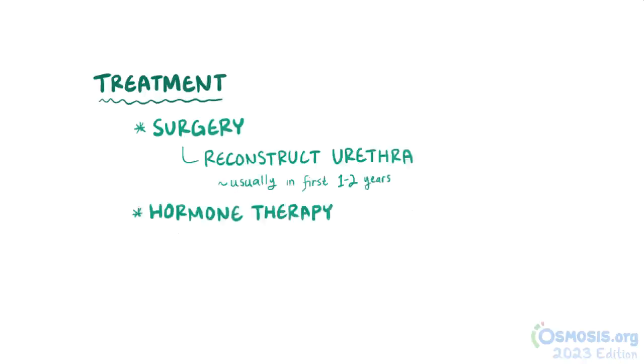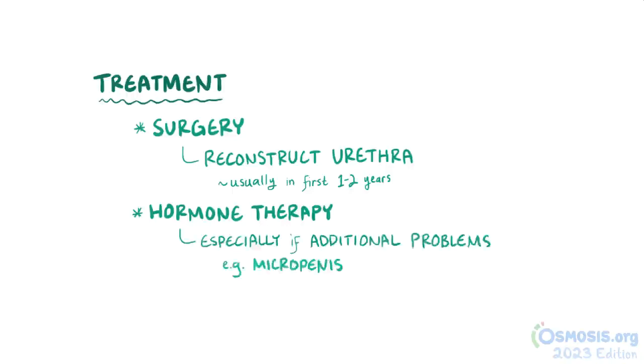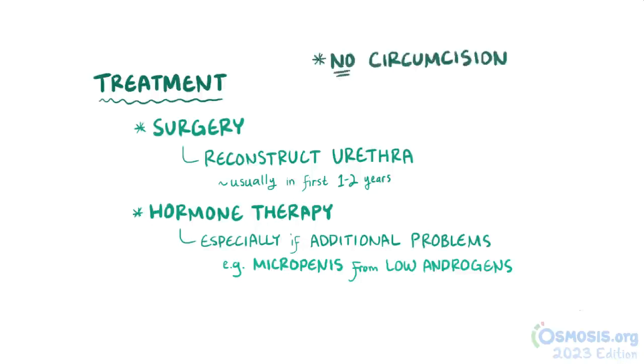Sometimes hormone therapy can be useful as well, especially when there's an additional problem. For example, in a boy with a micropenis, which is an extremely small penis that results from low androgen levels during development. Finally, infants with hypospadias shouldn't have a circumcision, because the foreskin might be useful for future reconstruction.